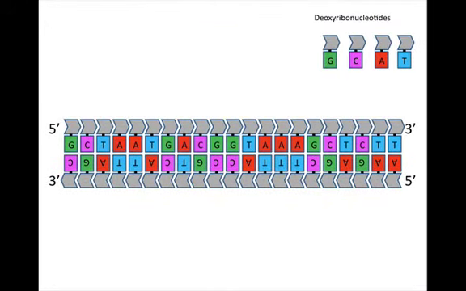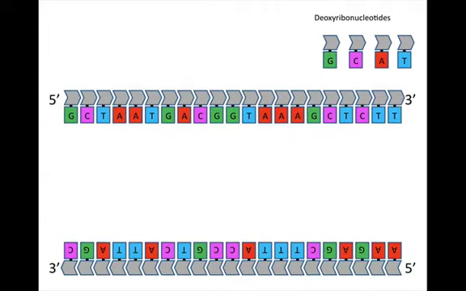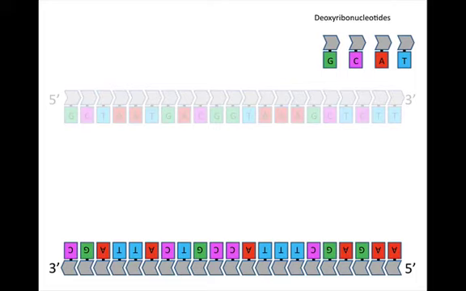This process is catalyzed by several enzymes. Let's go through it stepwise. The initial step is to denature the double-stranded molecule. And first, we'll focus on the synthesis of just one of the strands. The primary enzyme that will make new DNA is called DNA polymerase.